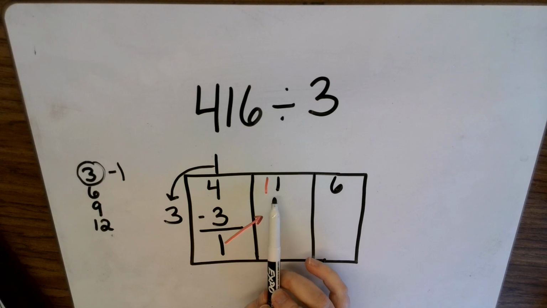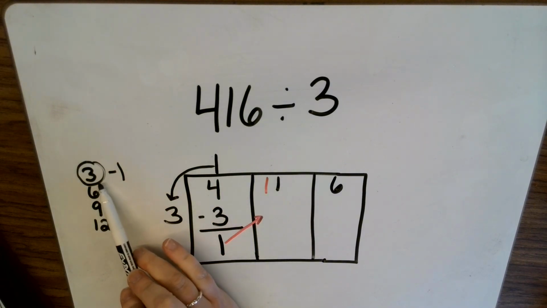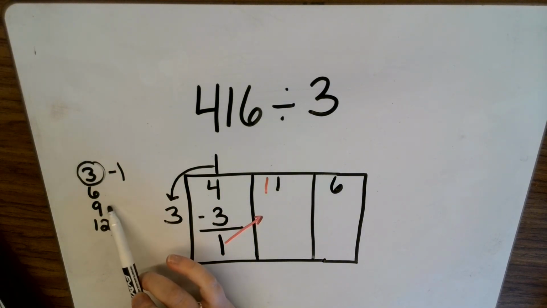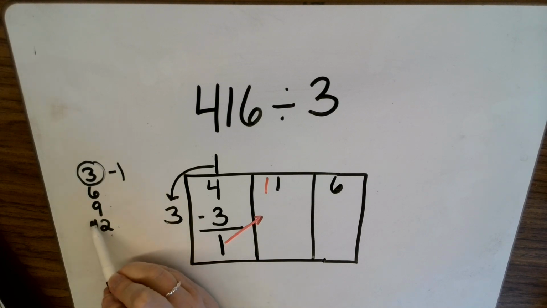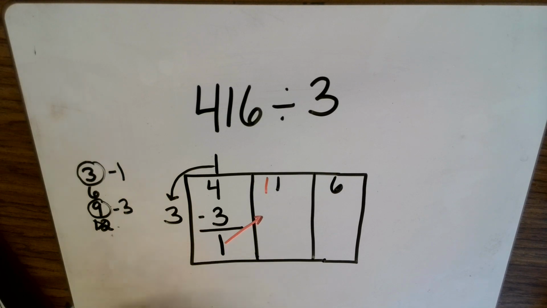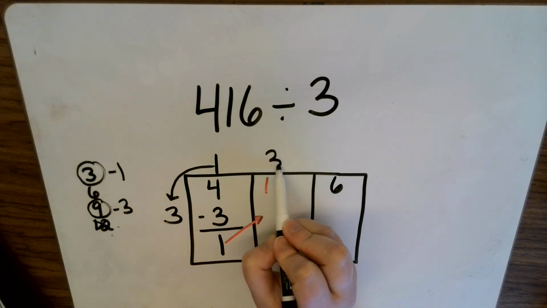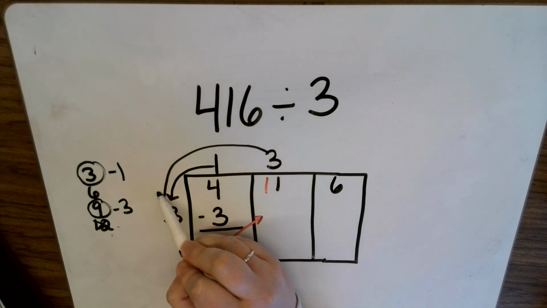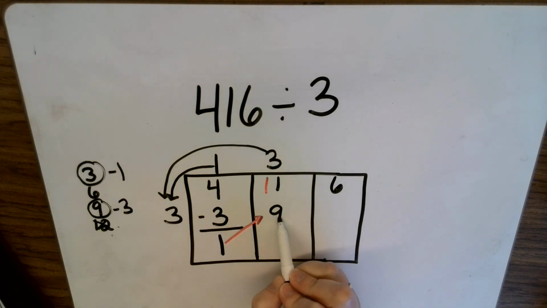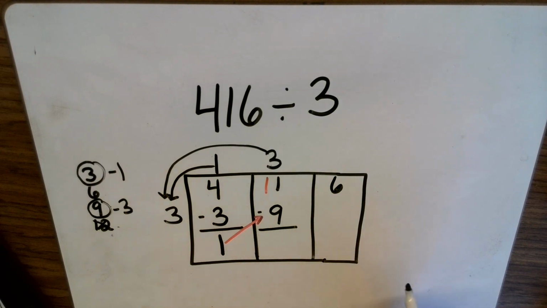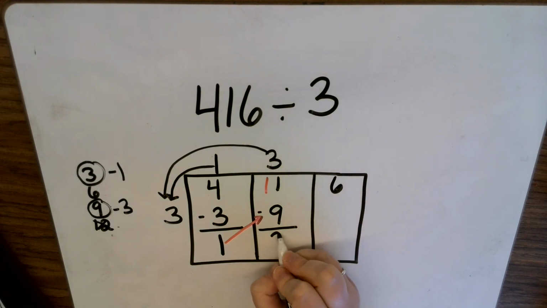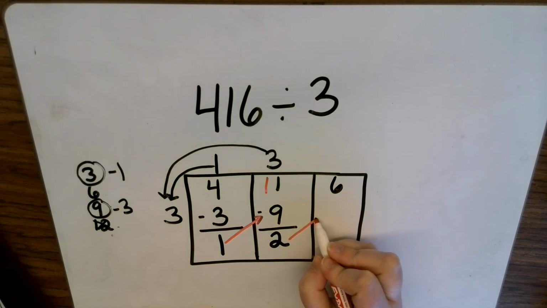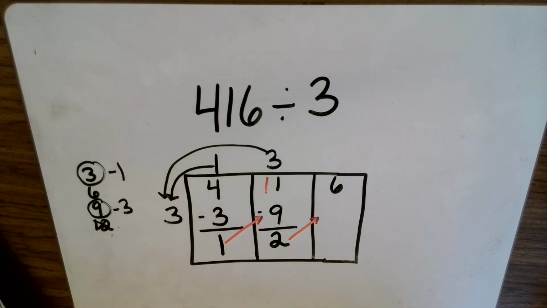Now, how close to 11 can I get without going over using my multiples of 3? 3, 6, 9. 12's too much, so I can't go there. Let's back up 1, 9. 9 is the third multiple of 3, so I'm going to put a 3 up here to represent that. 3 times 3 is 9. Subtract that out. That would give me 2. I would have 2 left over. Now I'm going to drag that 2 up to the 6 to make that 26.